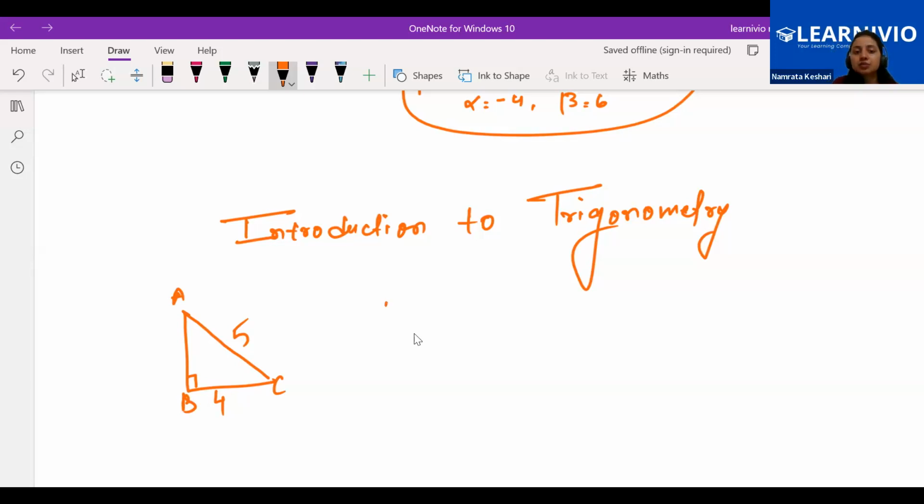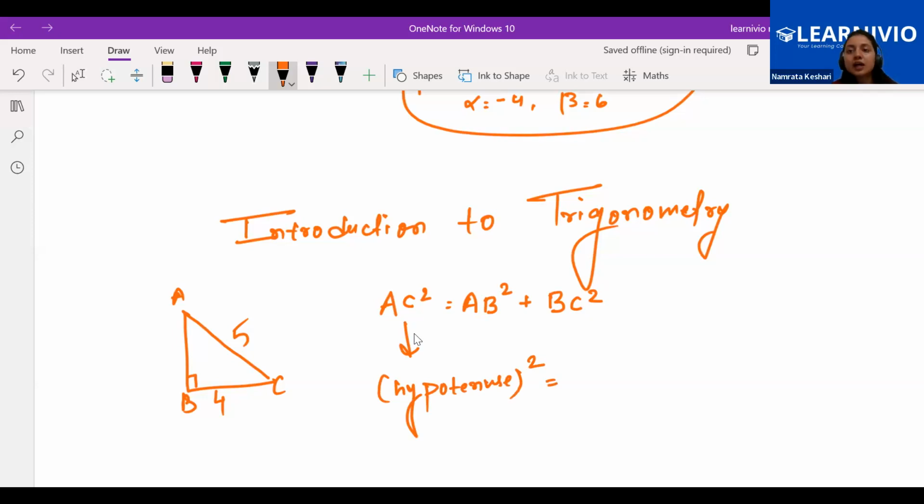Have you seen such a theorem? Yeah, I have heard of it, but I forgot. This is the theorem given by the mathematician Pythagoras. The formula says that the hypotenuse square, this is the hypotenuse. Sumaya, do you know this? Yes, ma'am. Hypotenuse square is equal to base square plus height square.